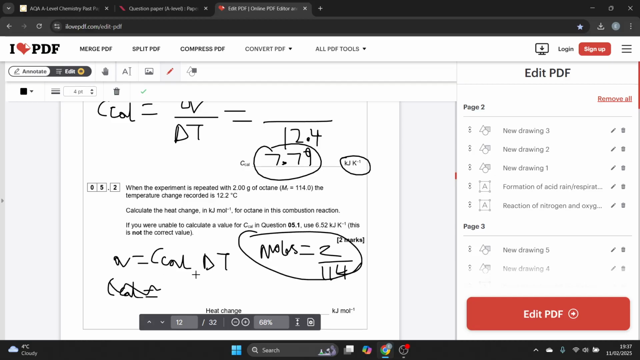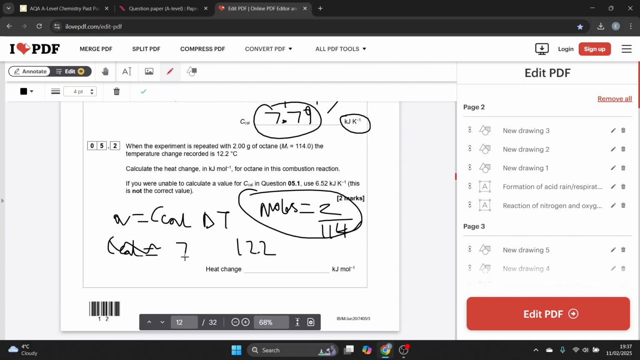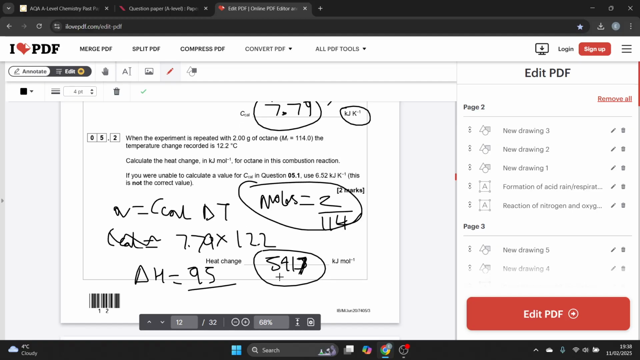Never mind. So Q equals mc delta T. Delta T is 12.2. mc I got as 7.79. Oh, right, so just use my answer from part A. Then I get that, I get Q. I want to find a heat change. Well, therefore, delta H equals Q, which is that 95, divided by my number of moles. So it's just going to be 95 divided by 2 divided by 114. 5415. Just remember to use your answer from part A. 5415, but the mark scheme said 5417, so yeah, 5417.